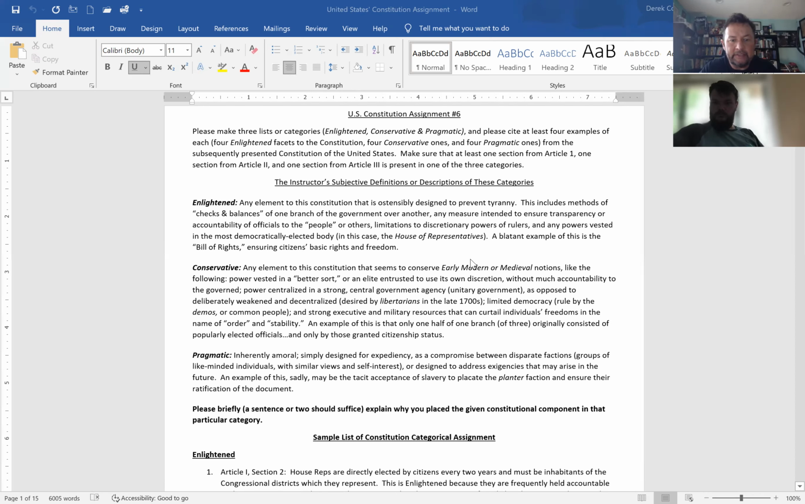And then pragmatic is inherently amoral, right? It doesn't worry about morality necessarily. It's practical. It's intended to bring about practical results. Simply designed for expediency as a compromise between disparate factions, right? Or designed to address exigencies that may arise in the future. An example of this, sadly, may be the tacit acceptance of slavery to placate the planter faction of the South and ensure their ratification of the document.